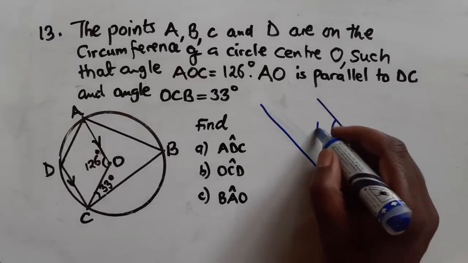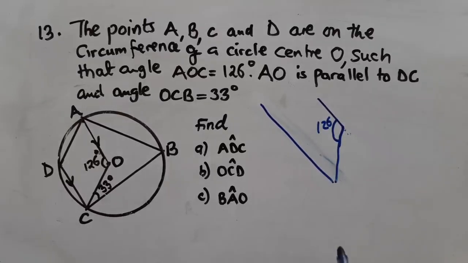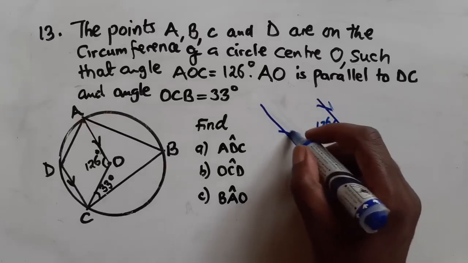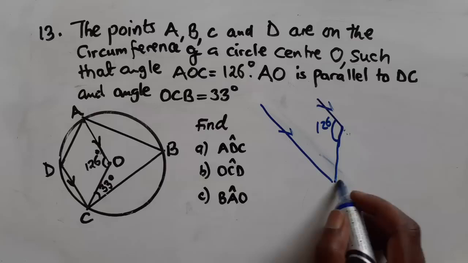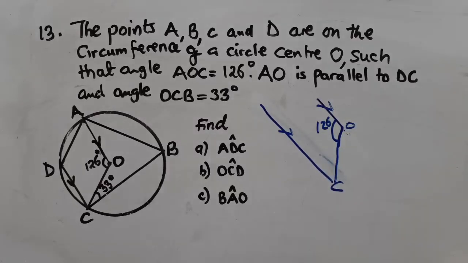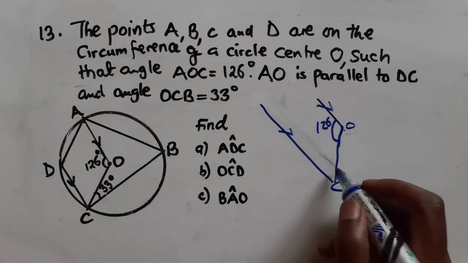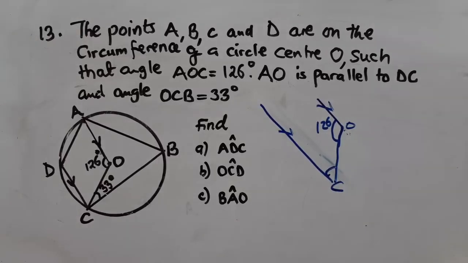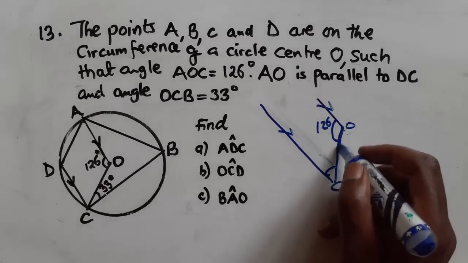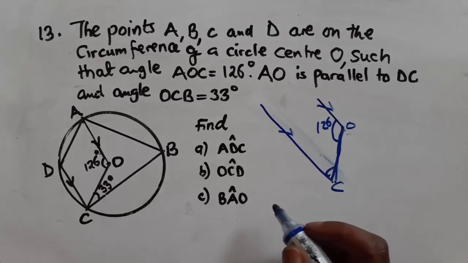What do we have here? Here we have 126. This line is parallel to this one. This is where we have C and O is here. So one thing that I want you to know is this angle here, these two angles are called allied angles, angles on the same side of a transversal. These allied angles add up to 180. So this angle and this one here.